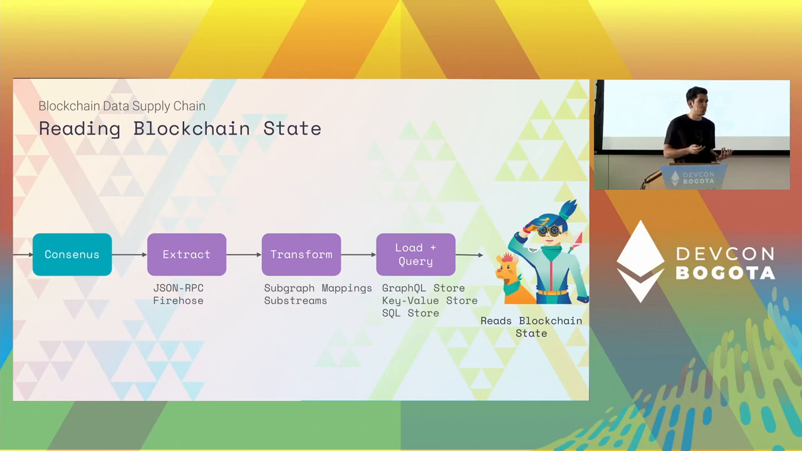Many people today consume blockchain data through subgraphs, in which case they're using subgraph mappings as a transform step and then loading into a database or a store that's optimized for GraphQL queries. Later in this talk, I'll be touching briefly upon two technologies, Firehose and Substreams, which are next generation versions of the extract logic in the supply chain.